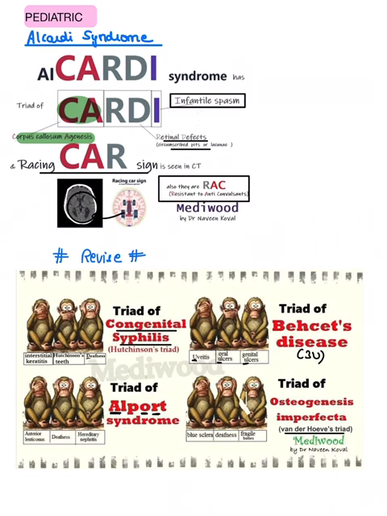Now coming on to the triad of congenital syphilis, which is also known as Hutchinson triad. Okay, so what are the important things here? You see interstitial keratitis, Hutchinson teeth, and deafness. Okay, Alport syndrome we have already talked about.